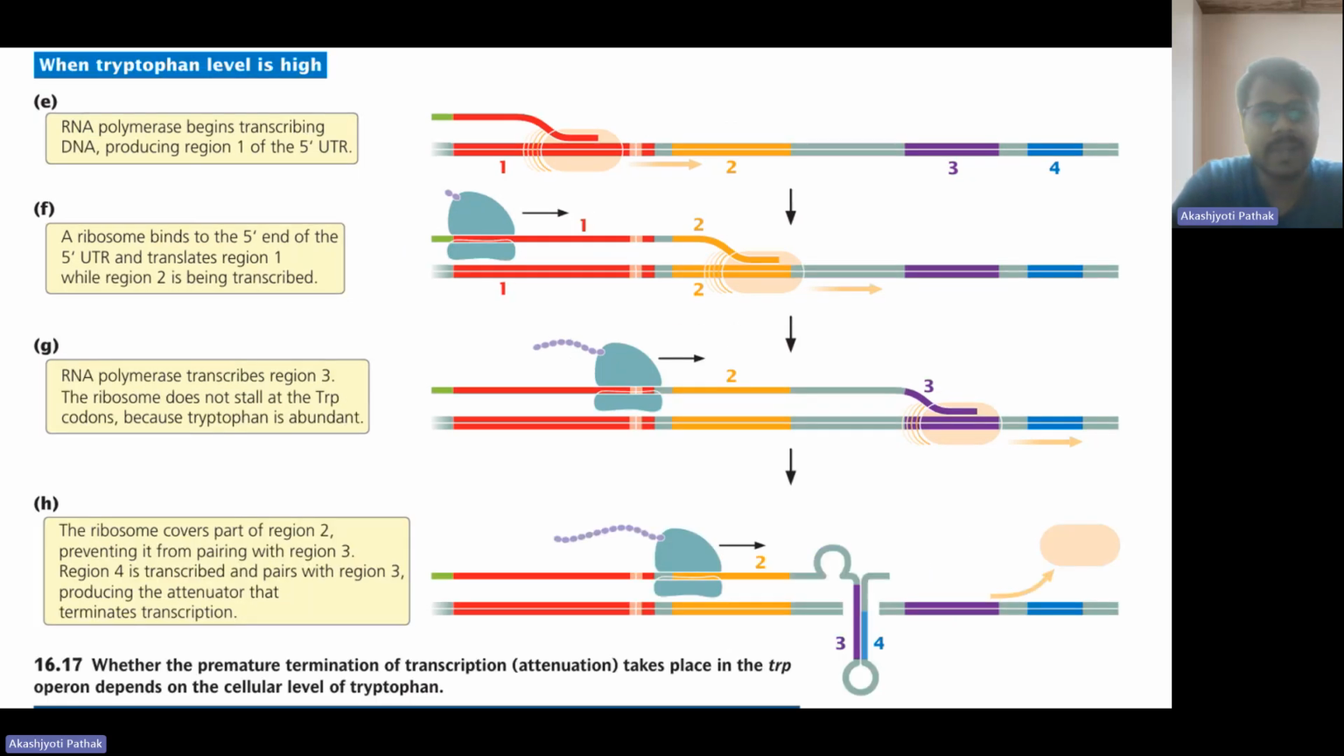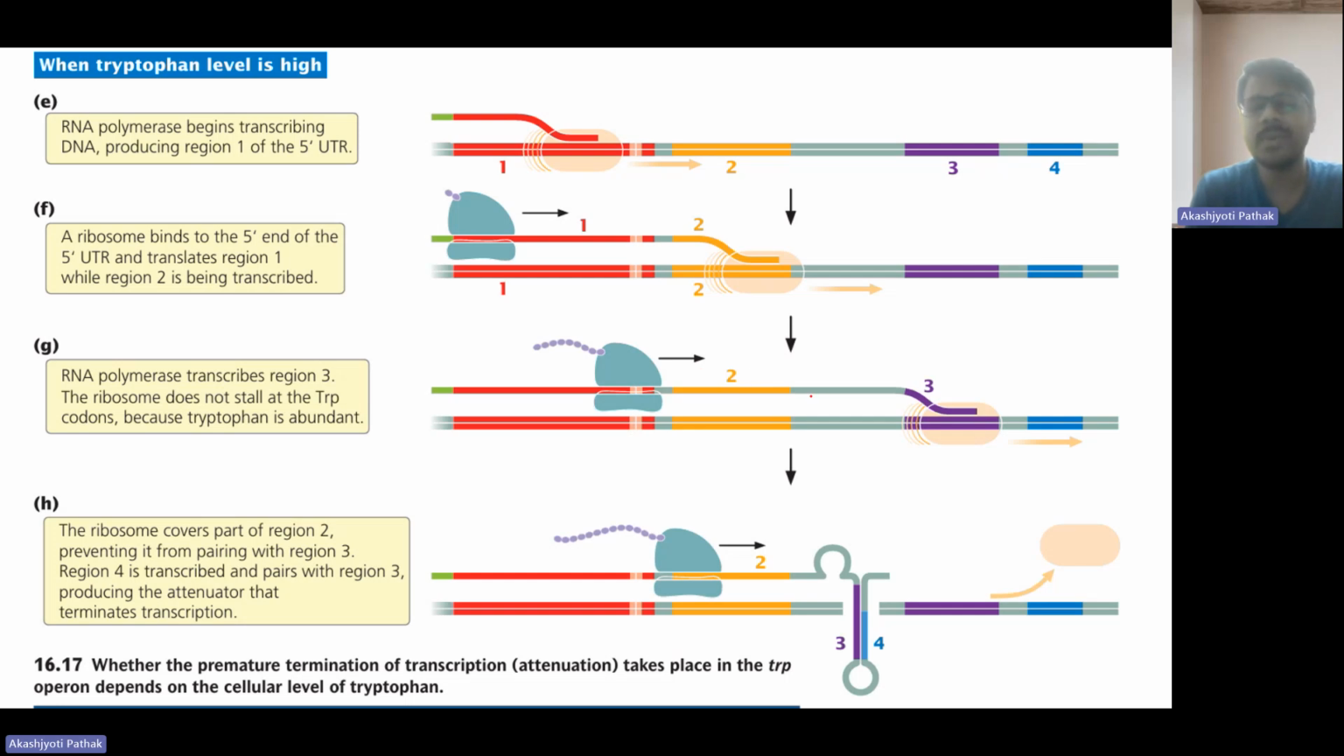While when tryptophan level is high, what will happen? Tryptophan level is high. This RNA polymerase is transcribing the mRNA. So region 1 here, these are the TRP codons, so the TRP is also available. So the RNA polymerase will not stall at region 1. It will move ahead to region 2.